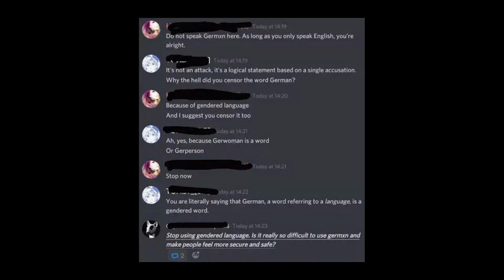So, you can probably see where I'm going with this, but in case you don't, I am essentially making a similar argument to the user at the bottom of the image. Now, this person makes the argument that, quote, "Is it really so difficult to use German with an X and make people feel more secure and safe?" Now, what this argument is proposing is essentially that if you have a potential good and you take an action towards that potential good, which is relatively easy, for instance, replacing a letter in a word, it is generally worth it to take that action regardless of your feelings about what that action may represent.